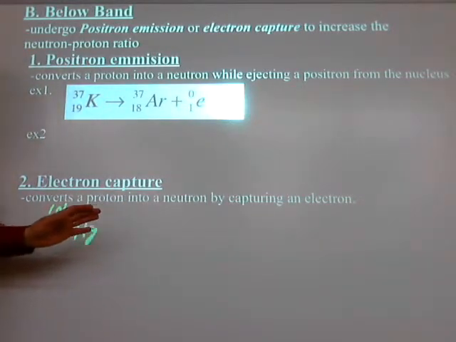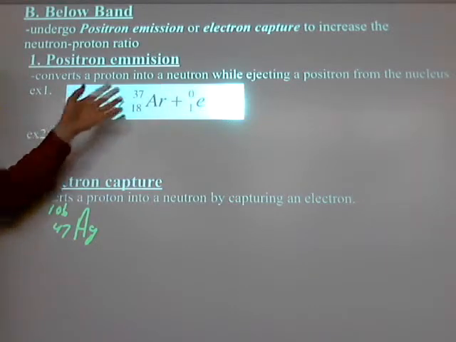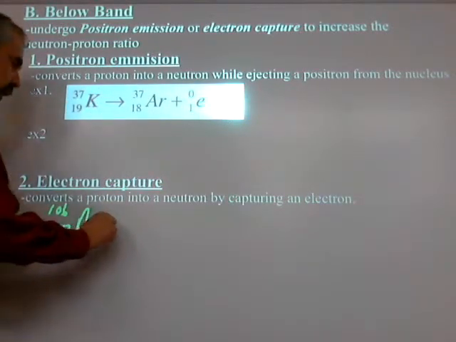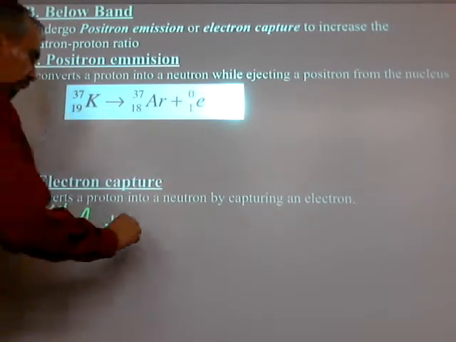Now the weird part about this is, most of these have been like that, an element and then a yield sign, an element and then a yield sign. This is going to be an element adding a beta particle to it, an electron.